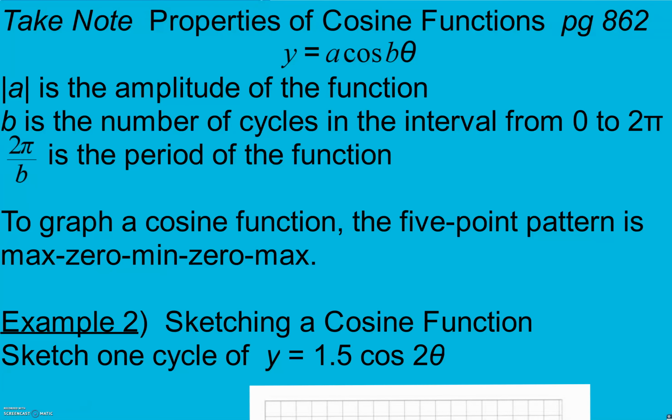The only difference here is to graph a cosine function, a 5-point pattern is max, 0, min, 0, max. And that's because this is our x value. So we start at 1, then go to 0, then go to -1, then to 0, and back to 1 on the unit circle.